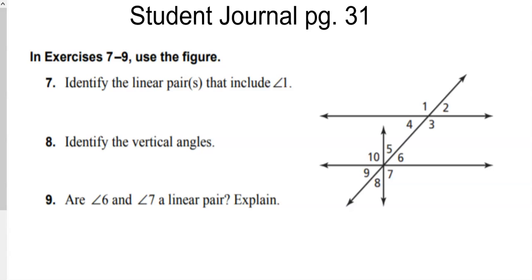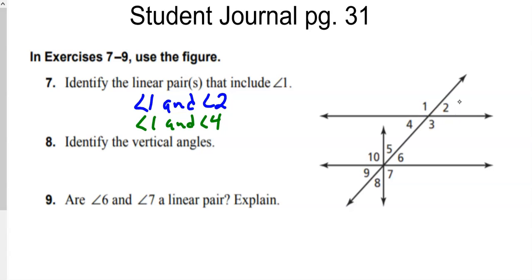So we want to identify the linear pair. Again, that's the supplementary angles that are next to each other that include angle 1. So if here's angle 1, identify these linear pairs. So angle 1 and, well, here's a straight angle right here, so angle 2. But are there more? And there sure are. Now we can go this direction. So angle 1 and angle 4 are also a linear pair. So again, you can go this direction, and this direction.